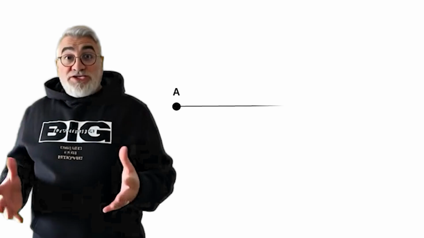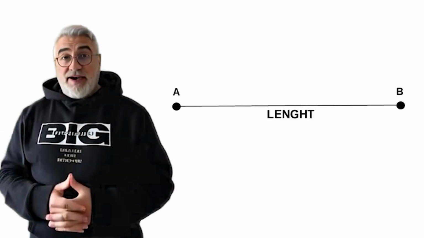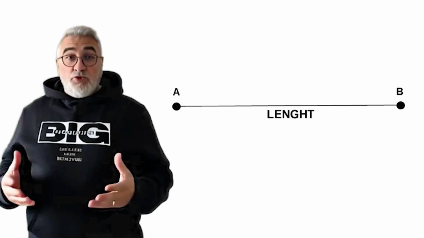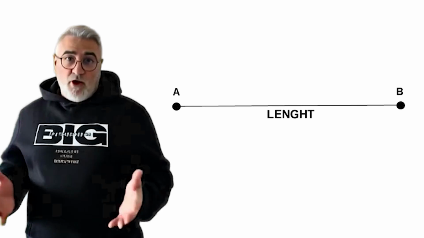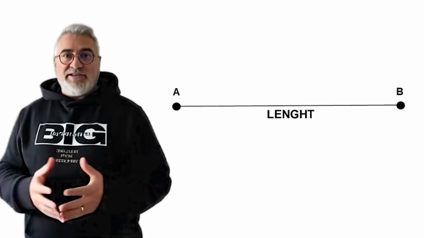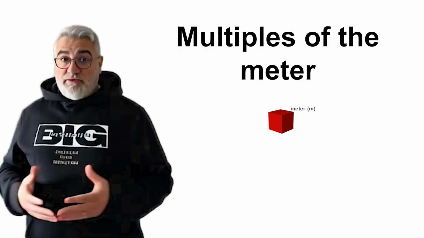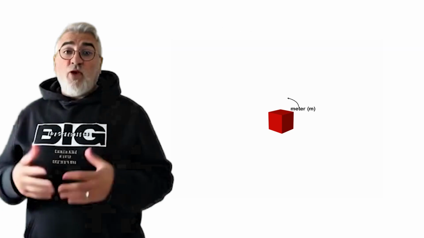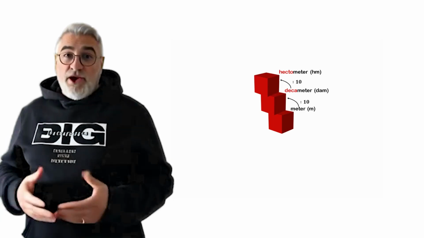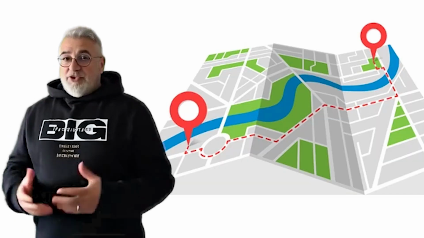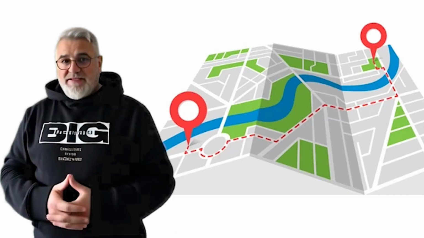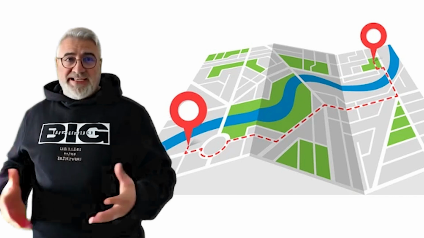Let us start with length. Length tells us how long something is, or how far apart 2 points are. In physics, the main unit we use for length is the meter. Around the meter, we have larger units and smaller units. These units help us measure objects of different sizes more easily. When we move to larger lengths, we use multiples of the meter. 10 meters make 1 decameter. 100 meters make 1 hectometer. 1,000 meters make 1 kilometer. These units are useful when we measure long distances, like the length of a road or the distance between cities.